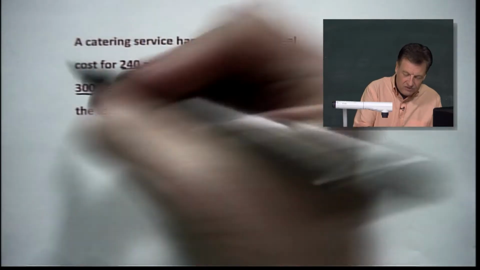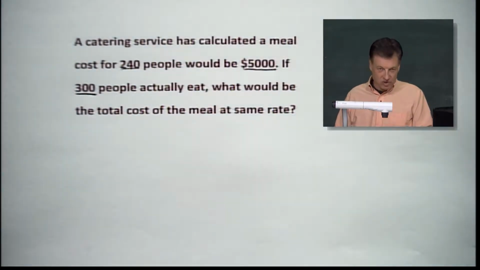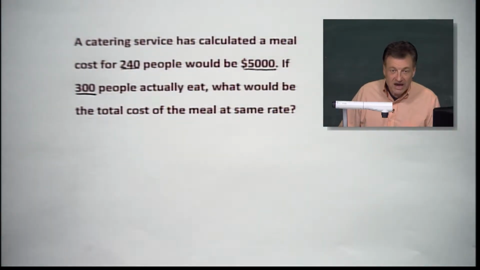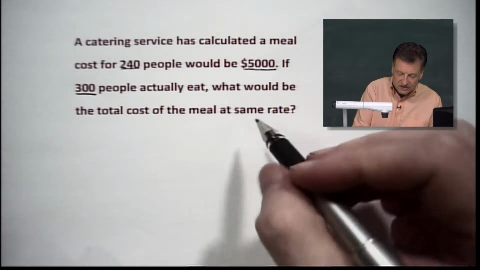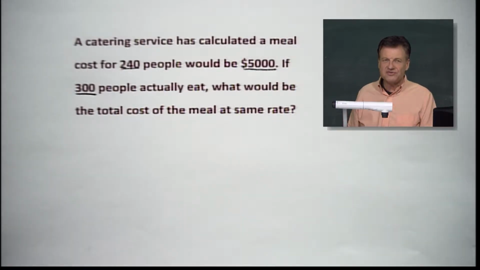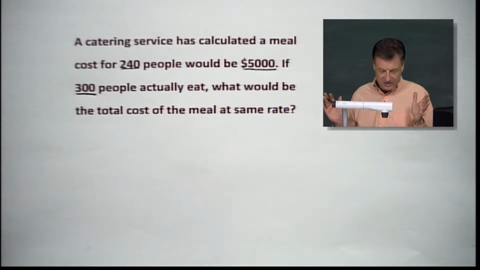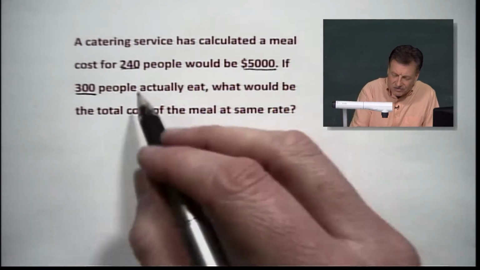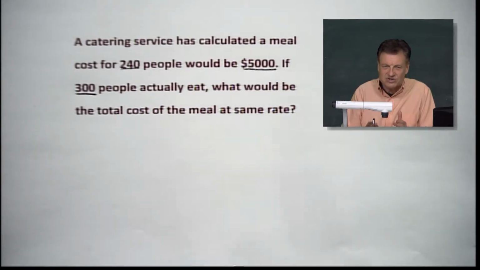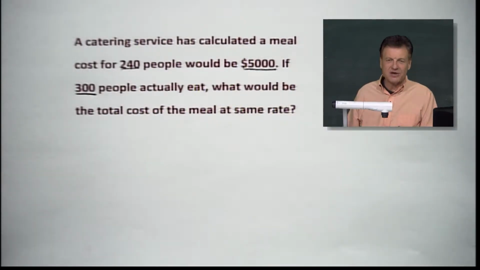But then we decide we actually have a few more. We have, looks like, 60 more. And now what's going to be the total cost if you keep the meal at the same rate? That's the idea. Now you might want to cut them a deal or something because there's 300 of them, but personally, if you're charging per plate per person, this is what we're talking about here, all right?